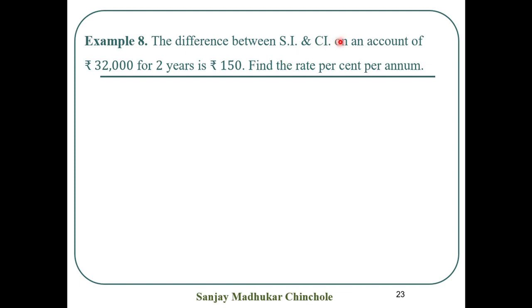Eighth example, the difference between simple interest and compound interest on an amount of rupees 32,000 for 2 years is rupees 150. Find the rate percent per annum. Here principal amount is given as rupees 32,000, number of years is given to be 2, and the difference between simple interest and compound interest is given as 150. We have to find the R as the rate of interest.